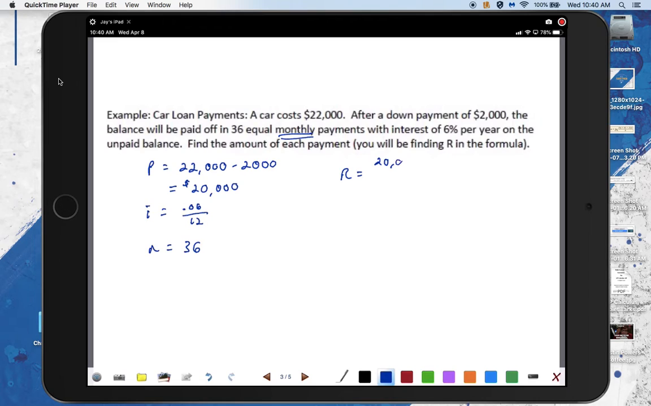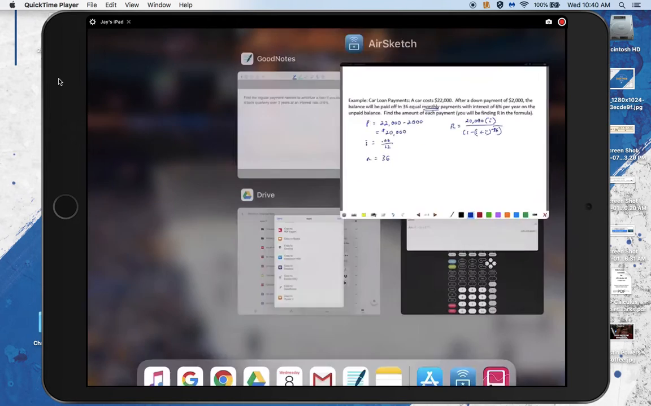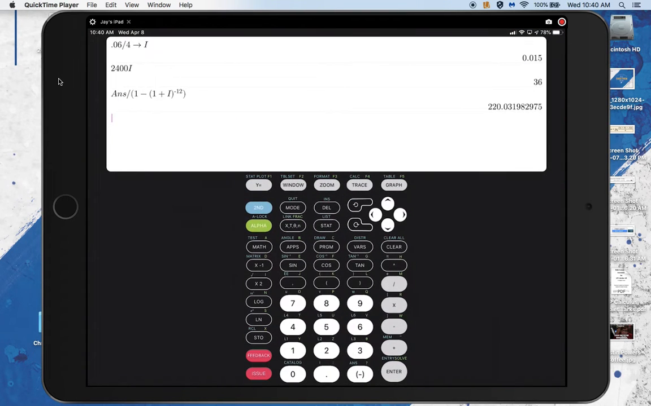So it's $20,000 times my I, and then all over 1 minus 1 plus my I in parentheses to the negative 36. And I can figure out what that is using my calculator. So I'm going to change that I first. So 0.06 divided by 12. And we're going to store that into our I. And you see that's 0.5% there.